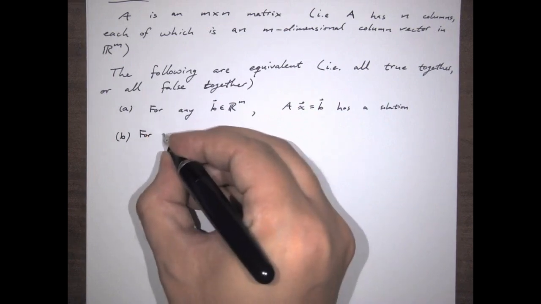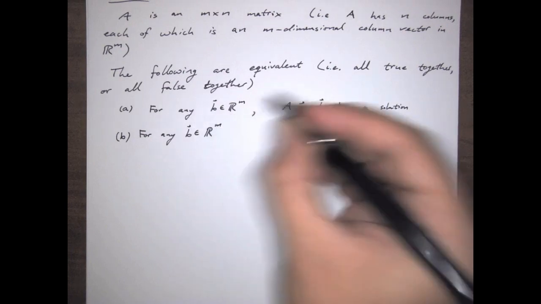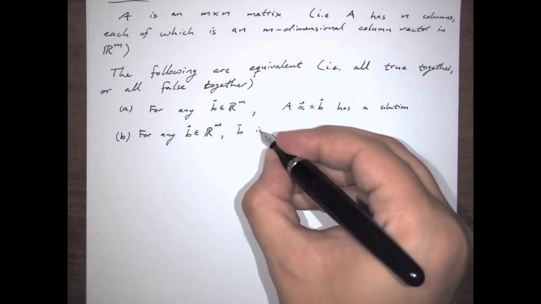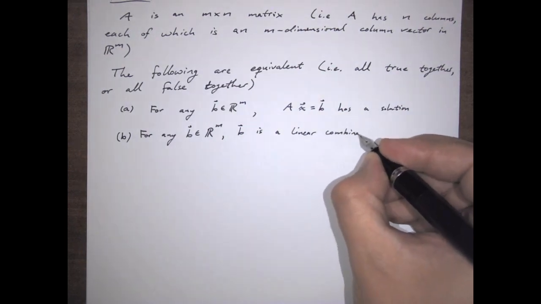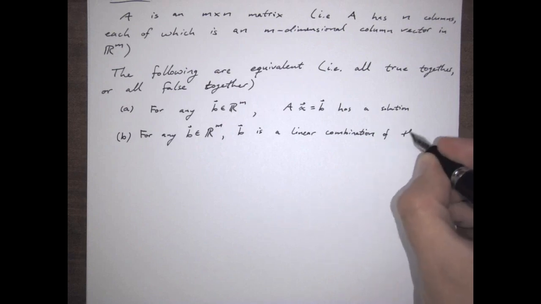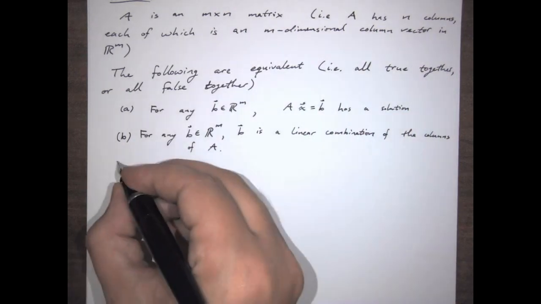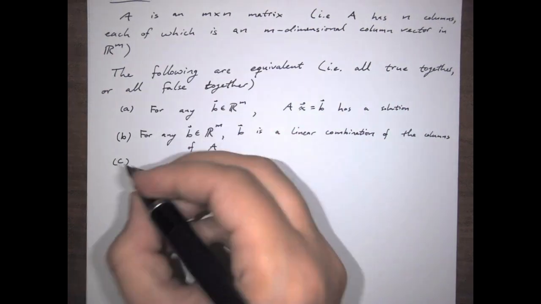So for any B belonging to the world of m-dimensional vectors, so for any B in Rm, B is a linear combination of the columns of A. But wait, what that literally means then is that B is in the span of the columns of A. But B was anything.